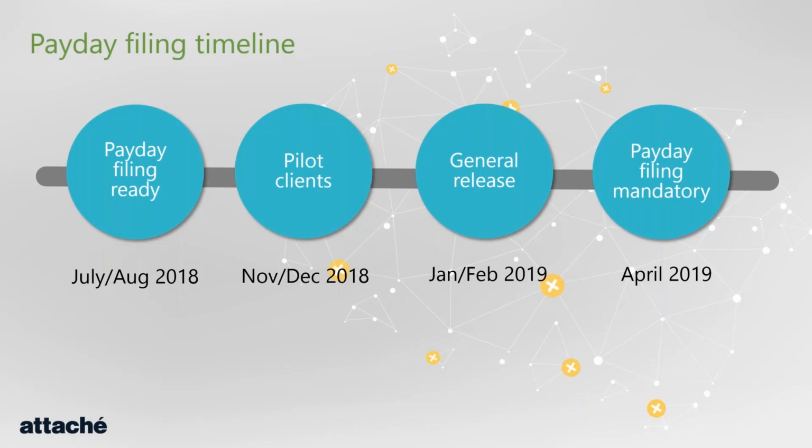Once you've opted in during this voluntary period, you can't actually opt back out again. Once you do start Payday filing, you do have to continue Payday filing, but it will be mandatory from the 1st of April onwards anyway.